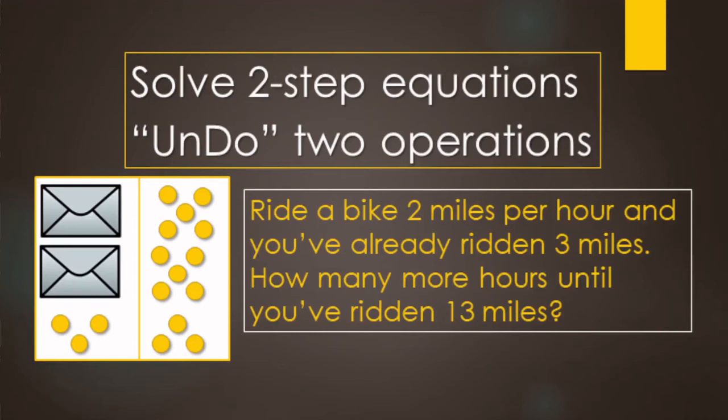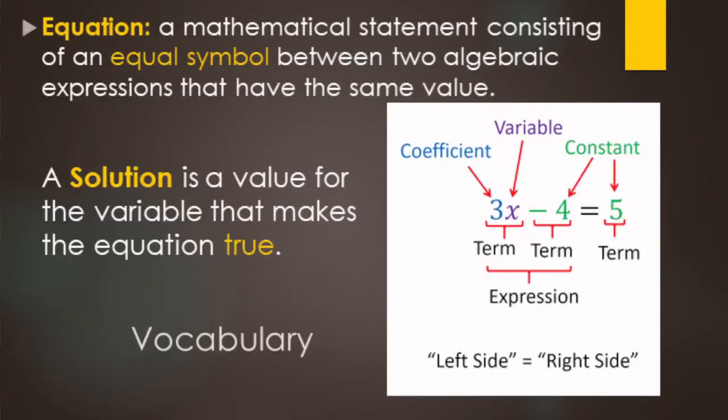So now that we've gotten good at solving one-step equations where we only had one operation that we had to undo, we're going to move on and look at two-step equations, and that's where we have two operations that we are going to undo. But before we get into it, let's look at some vocab.